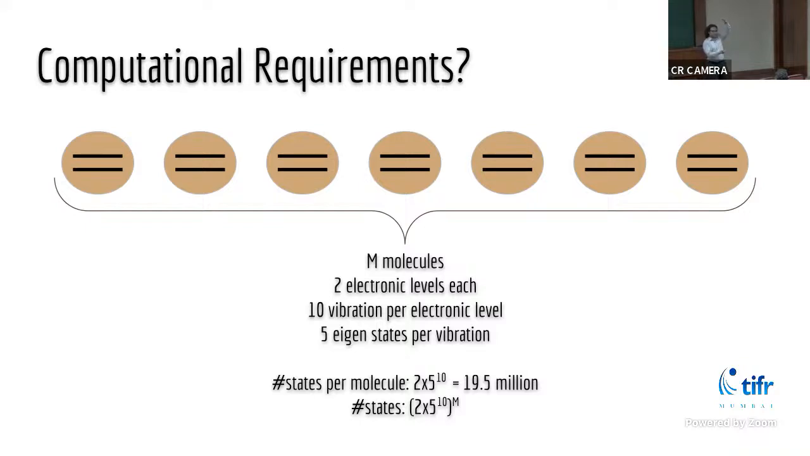And the remaining? The remaining infinite levels are not important. You only have the first 5 eigenstates being populated, for each of the 10 modes. And this is ludicrously small, right? But even with that, the number of states per molecule would be 2 times 5 to the power 10, which is roughly 19 and a half million. Consequently, if you have m of these molecules, then that is 19 and a half million to the power m. No calculations can be run at this scale.